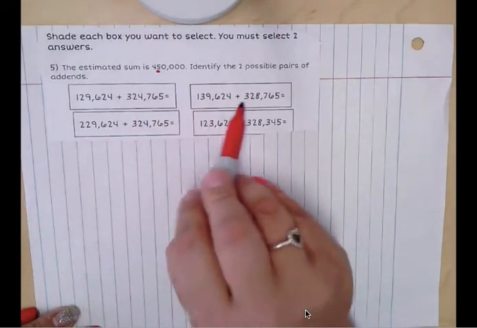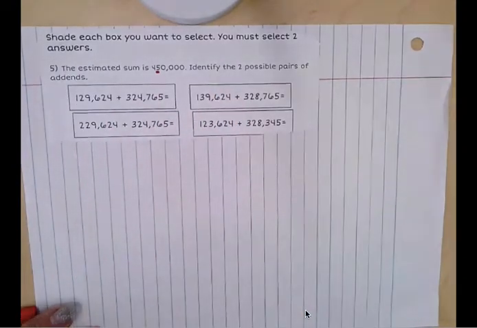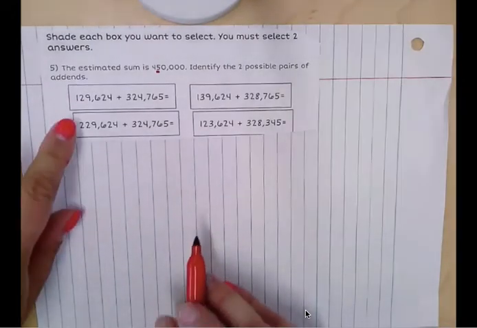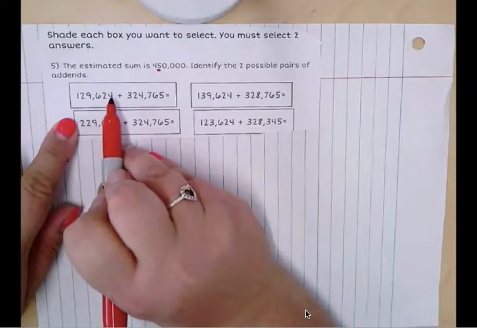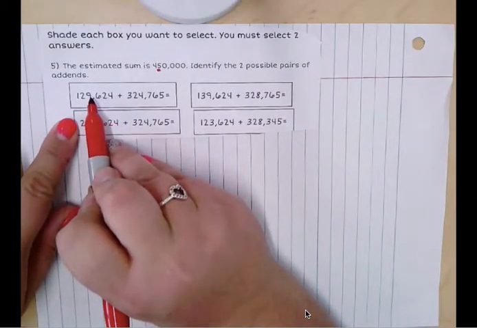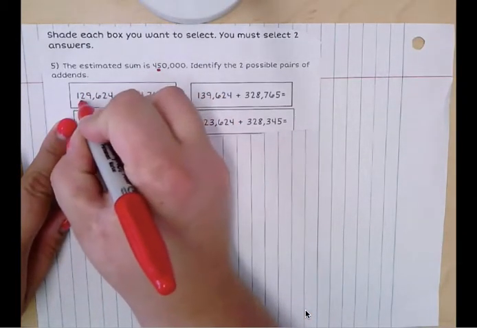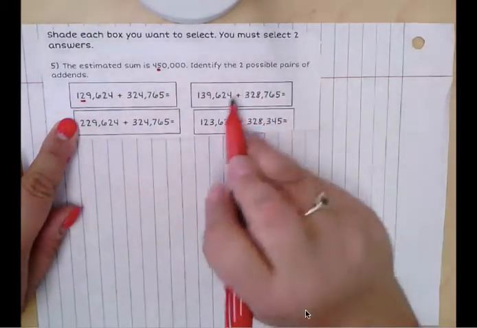So what we're going to do is, in our answers, we're going to underline all of the digits in the 10,000s place. So if I look here, we have ones, tens, hundreds, thousands, 10,000s. So the 2 is in the 10,000s.